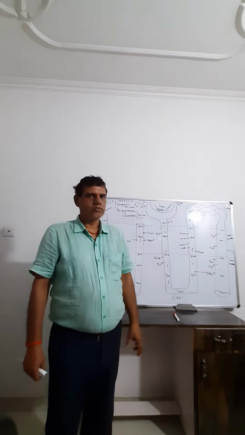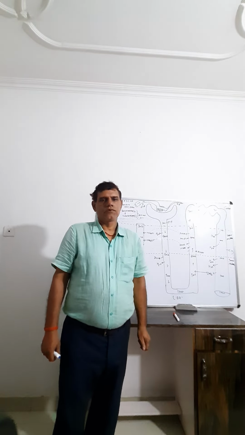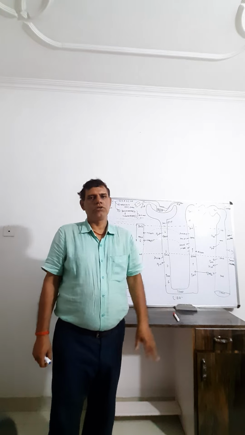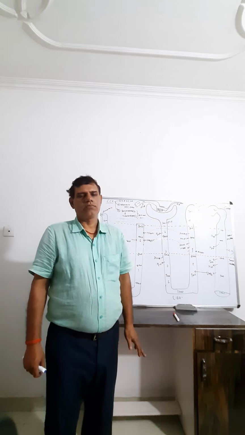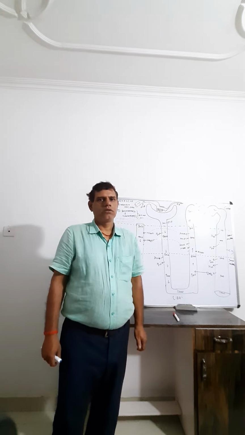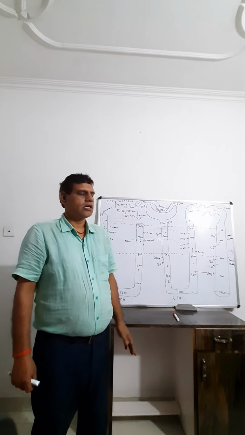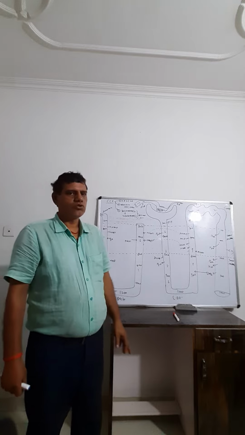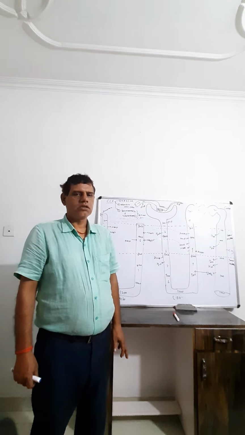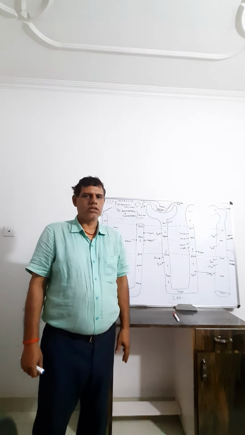The class is related to the function of kidney and the counter current hypothesis. The function of kidney is mainly three; urine formation takes place by three processes. The first process is called ultrafiltration, the second is called tubular reabsorption, and the third is selective secretion.